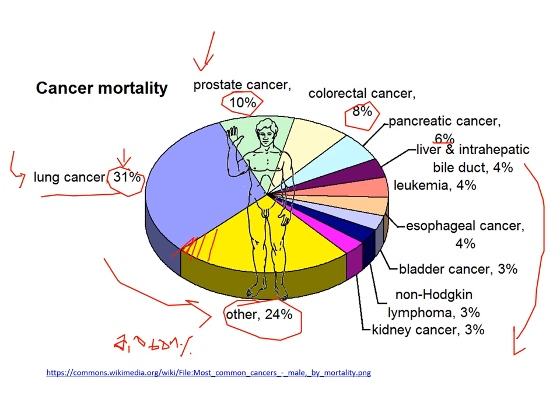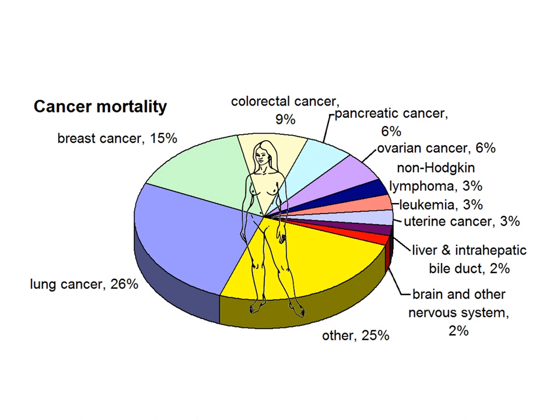Okay, so this happened in men, but if you study women, something similar happens. Again, lung cancer, breast cancer here, also common, colorectal, very similar to what we saw in the previous slide, and here you find a reduction, but look, 25%, yeah, the second most popular are the very rare types of cancer.